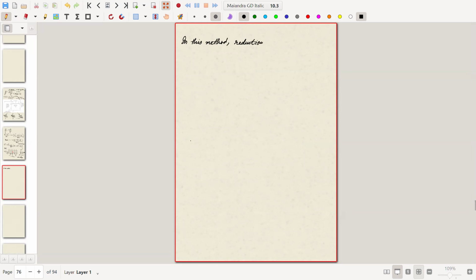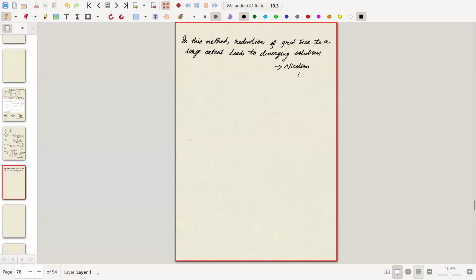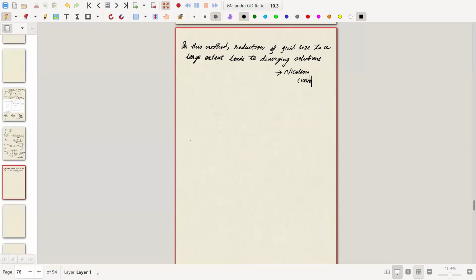Of step size to a large extent, diverging solutions. Was by Nicolson.